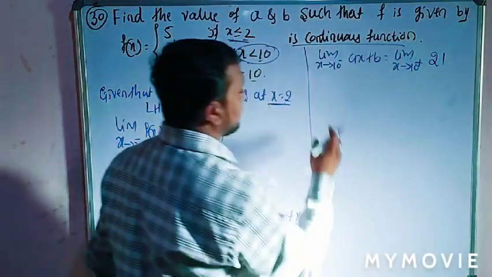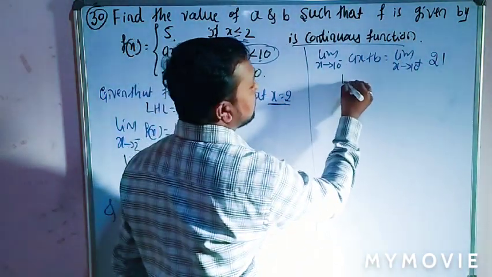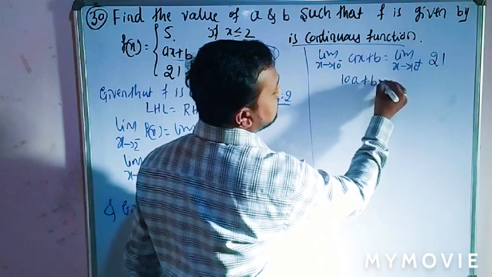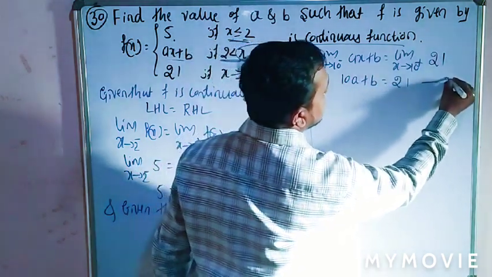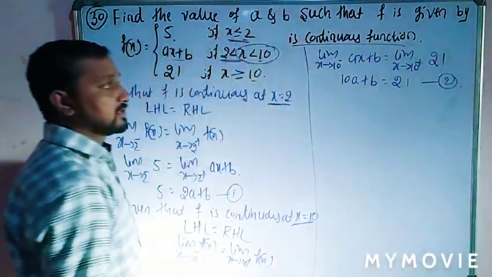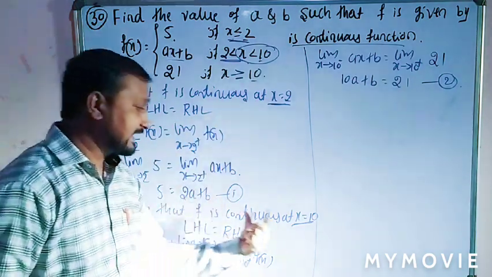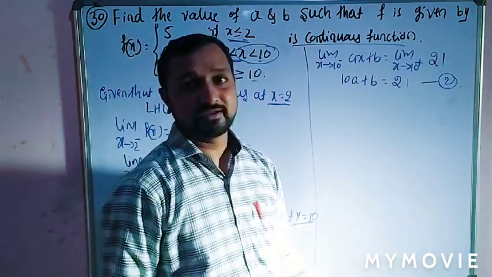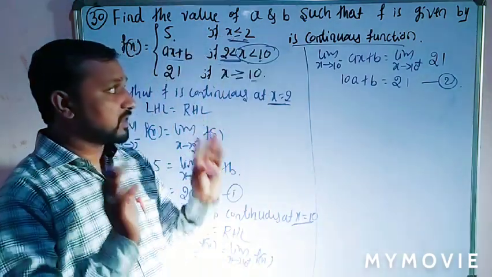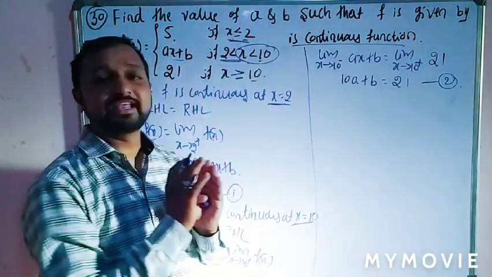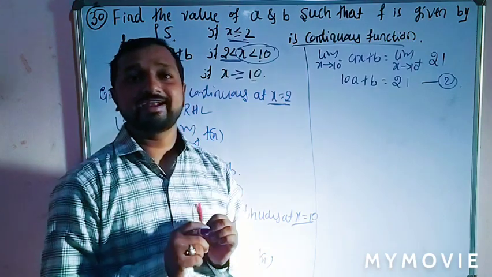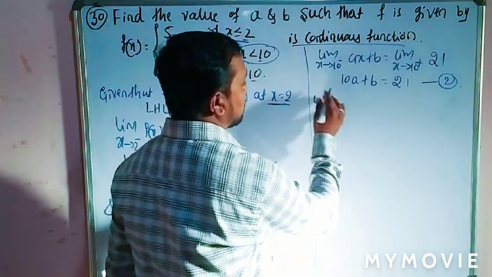Here, applying x tends to 10, it is nothing but 10a plus b equal to 21. Say this is equation number 2. So by using x equal to 2 we get one system of linear equation, and at x equal to 10 another system of linear equation. So we solve the two linear equations, and we will get the values of a and b. Okay. Let us consider equations 1 and 2.